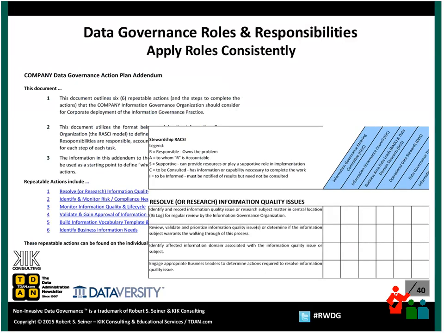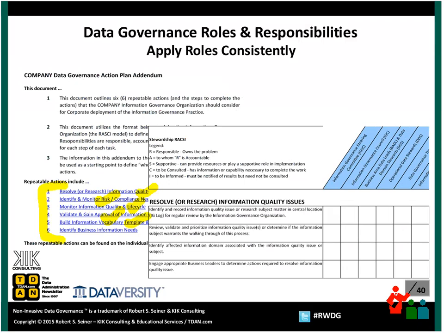One way that I do this is to define the different processes that need to be governed. In this example that I'm sharing with you here, I've listed six different processes that organizations have considered, or at least within this one organization, have considered to govern. The first one is resolve or research information quality issues, identify and monitor risk, monitor information quality, gain approval, validation, build the vocabulary. All of these are specific processes.